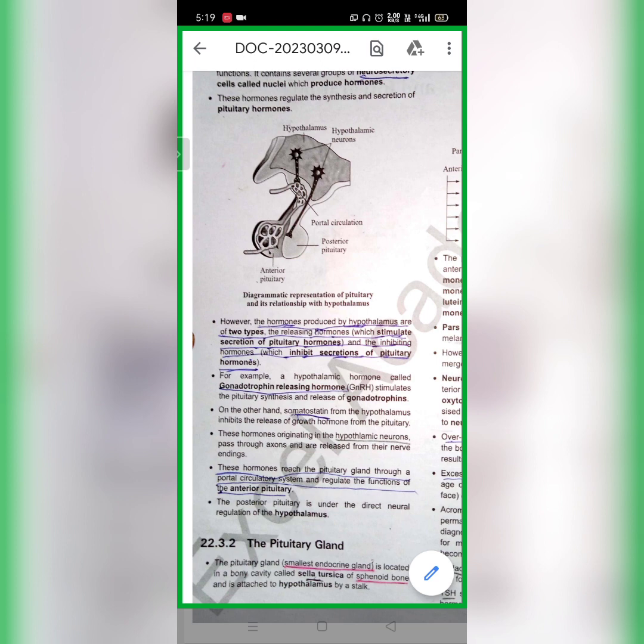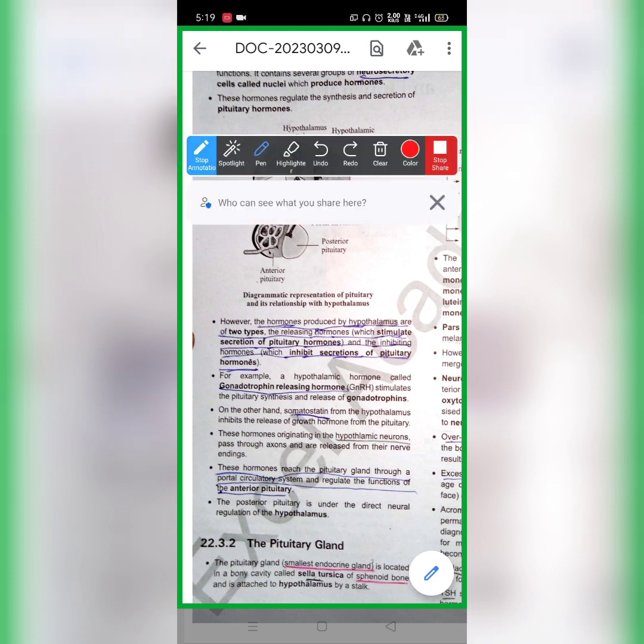So today we are going to continue with our part 2 video of the chemical coordination and integration chapter. Today we will be starting with a topic called the pituitary gland. So what is the pituitary gland? The pituitary gland is the smallest endocrine gland, located in the bony cavity called the sella turcica of the sphenoid bone, and it is attached to the hypothalamus through a stalk.